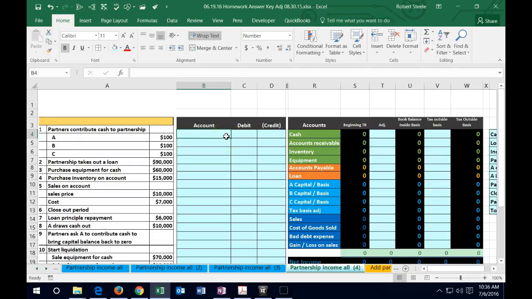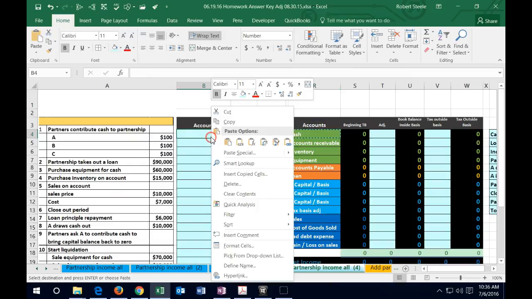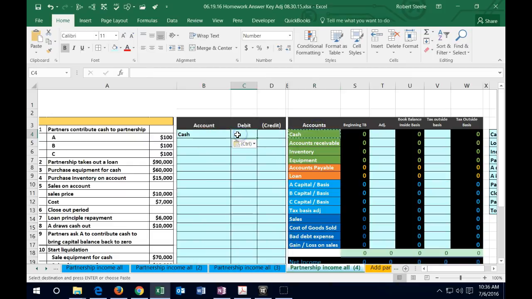All right, so partners contribute cash to the partnership, 100 each. So we've got A, B, and C being the partners. Here are their capital/basis accounts over here. If they each put $100 in, cash is affected, cash is going to go up. So I'm going to make it go up by doing the same thing to it, which is a debit. So journal entry wise, it would be a debit of $300. Each of them put in, whoops, not 3,000, 300.